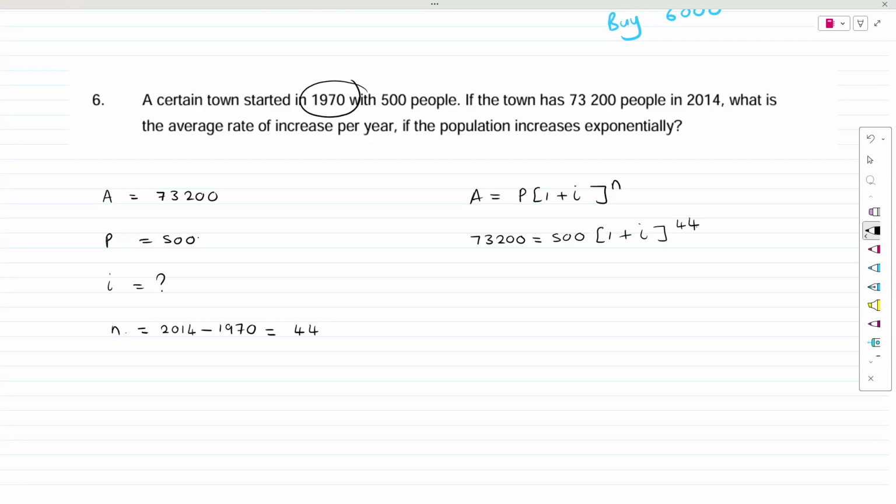Yeah, and then to solve this, most likely you're gonna have to divide here. 73,200 divided by 500 equals 1 plus i to the power of 44. Just to neaten this up, I'm going to do it in one step, guys, because I don't feel like putting a whole lot of decimals twice. I'm going to take the 44th root.